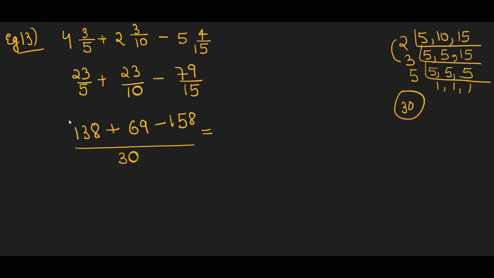And on solving this, you will add these two first. So this will be 207 minus 158 upon 30, and this will come out to be 49 upon 30. And you will convert this into mixed fractions. It will be 1 19 upon 30.